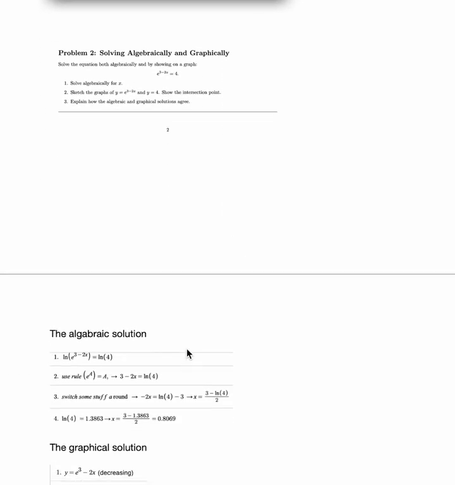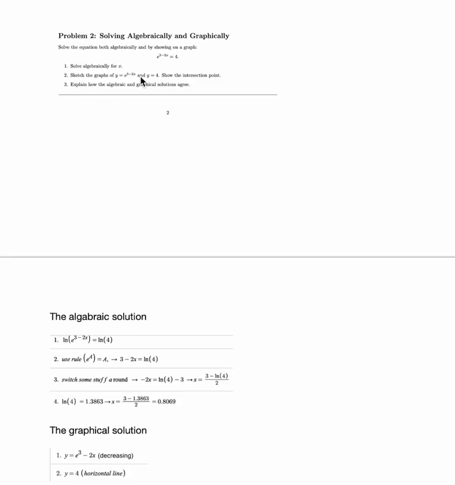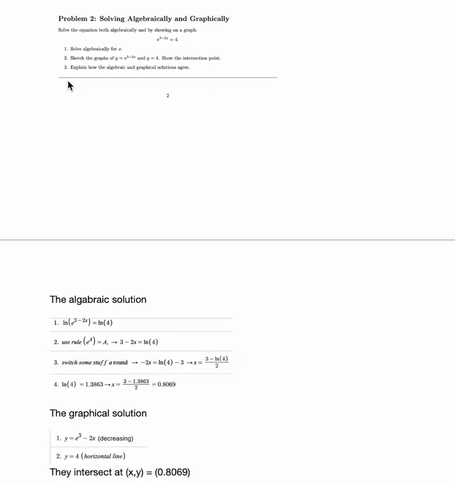Alright, on to problem 2. Solving algebraically and graphically. Solve the equation both algebraically and by showing on a graph. So e^(3-2x) equals 4. We have to solve algebraically for x. Sketch the graphs of y equals e^(3-2x) and y equals 4. Show the intersection point. Explain how the algebraic and graphical solutions agree.